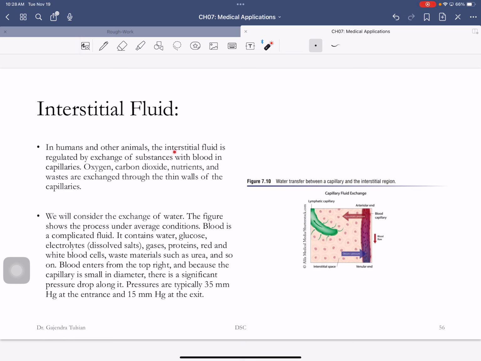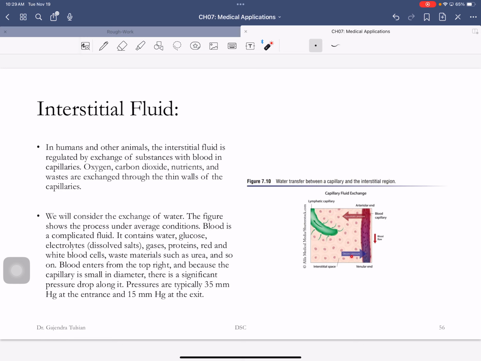In humans and other animals, the interstitial fluid is regulated by exchange of substances with the blood and capillaries. So the interstitial fluid exchanges oxygen, carbon dioxide, nutrients, and waste. That's what's exchanged between the blood and the interstitial fluids. And how is it done? Through diffusion and active transport and all that. So this is the last mile thing.